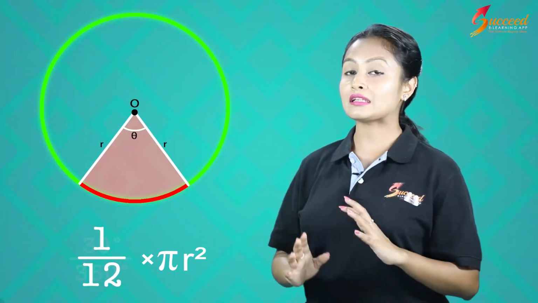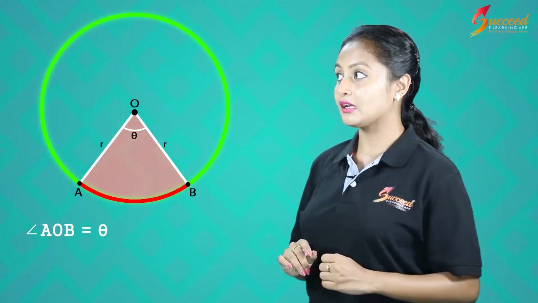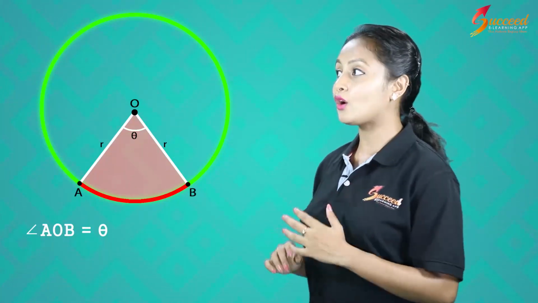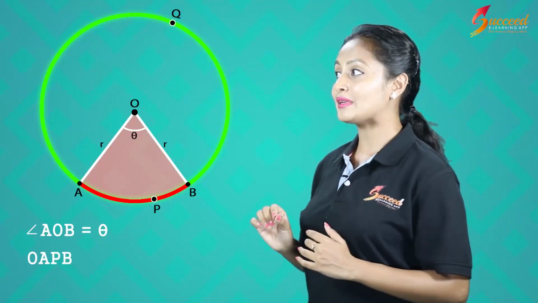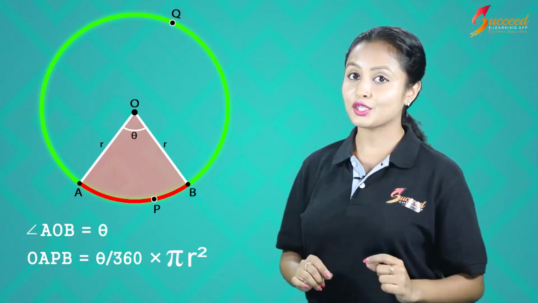So, if you consider and generalize the angle AOB as theta, then we can give the area of the sector OAPB as theta divided by 360 into pi r square. So, this is the formula of calculating area of a sector.